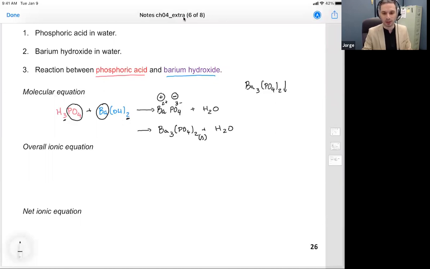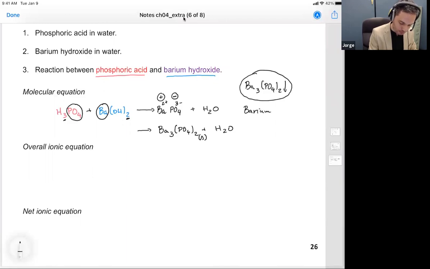a solid. Okay, and the identity of the solid is Ba3(PO4)2, which is called barium phosphate. Okay, at this point we are almost done. To get the 100% score in the exercise, now we need to balance the equation.